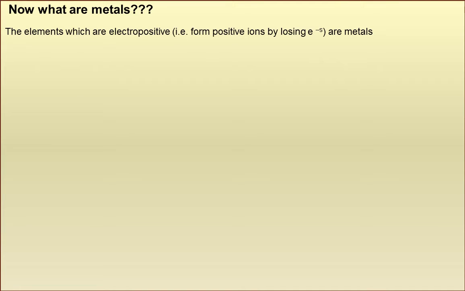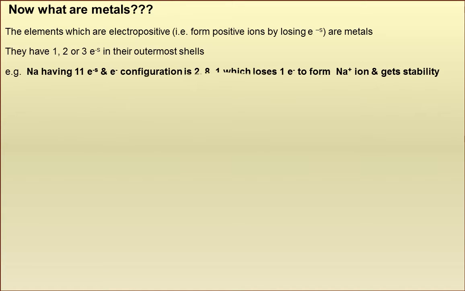Now, what are the metals? The elements which are electropositive, that is, form positive ions by losing electrons, are called metals. They have 1, 2 or 3 electrons in their outermost shell. For example, sodium. Sodium has 11 electrons and its electronic configuration is 2, 8, 1. So it loses 1 electron to form Na+ ion and gets stability.